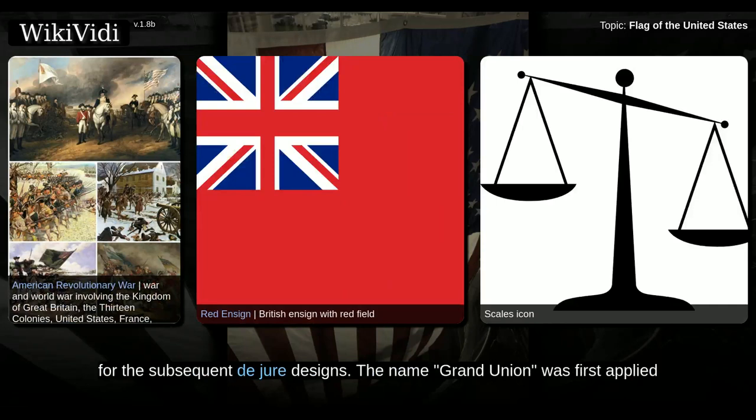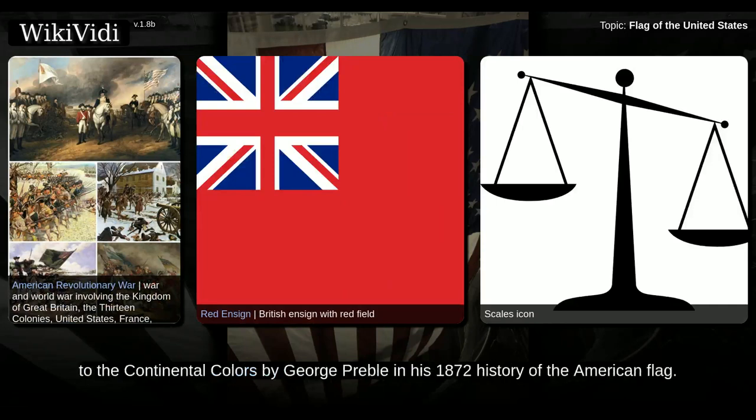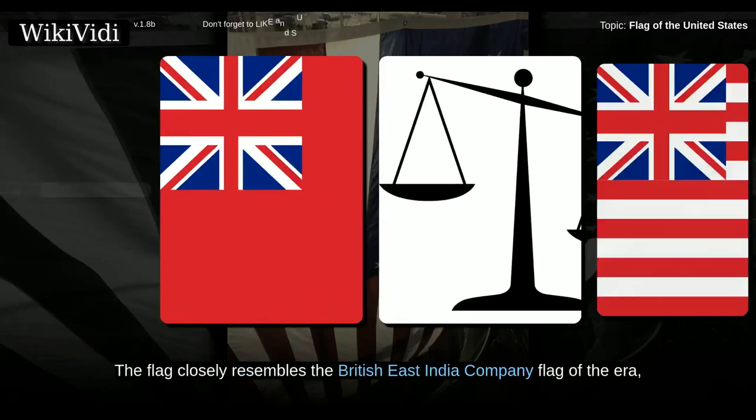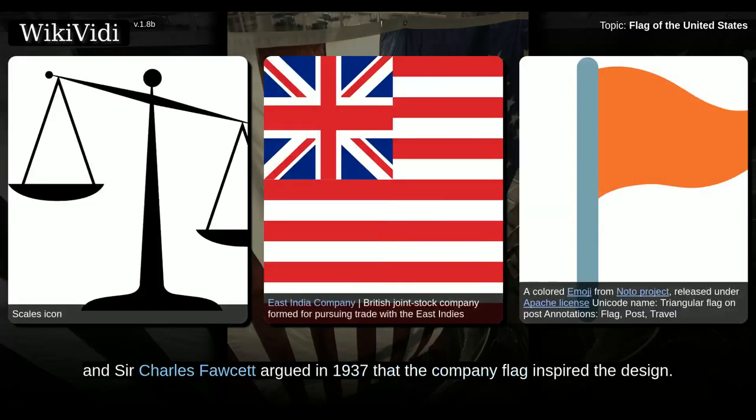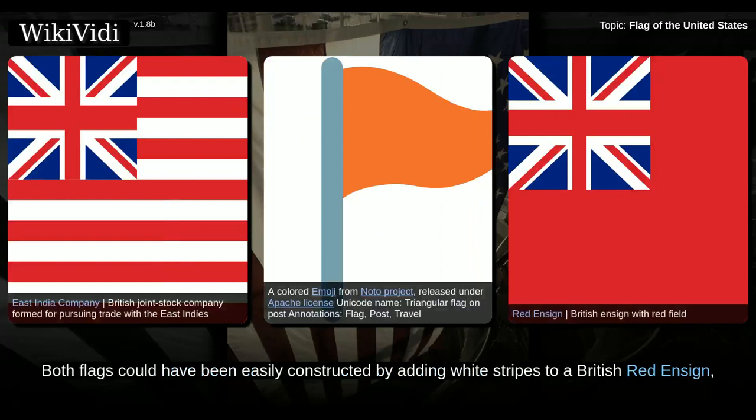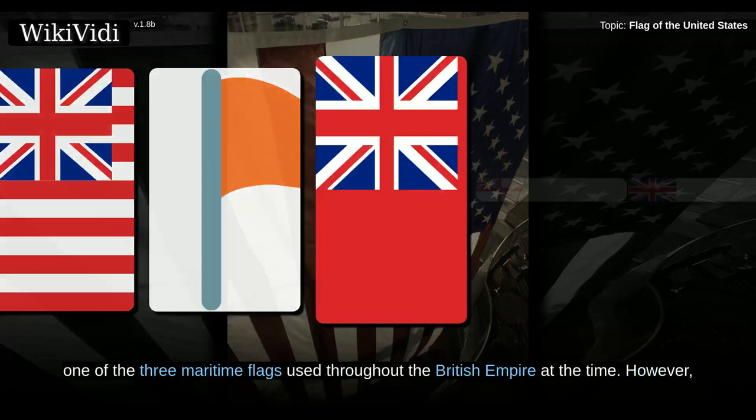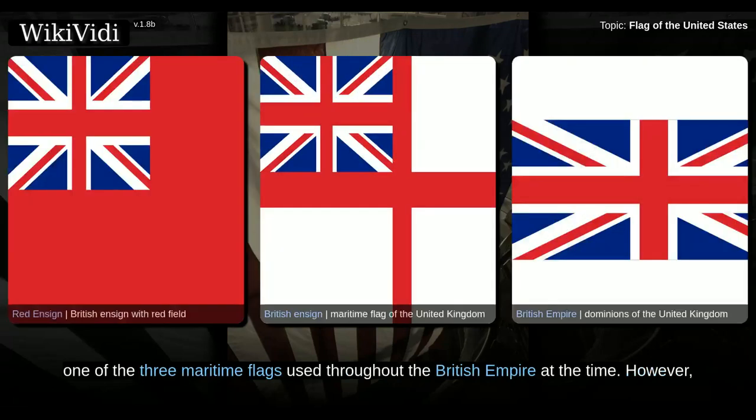The name Grand Union was first applied to the Continental Colors by George Preble in his 1872 History of the American Flag. The flag closely resembles the British East India Company flag of the era, and Sir Charles Fawcett argued in 1937 that the company flag inspired the design. Both flags could have been easily constructed by adding white stripes to a British red ensign, one of the three maritime flags used throughout the British Empire at the time.